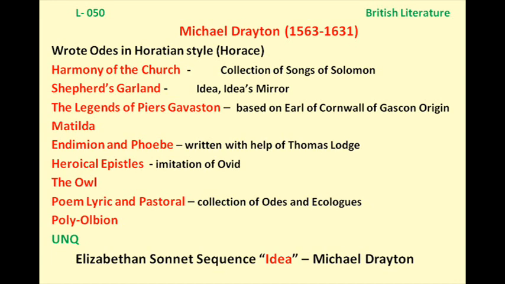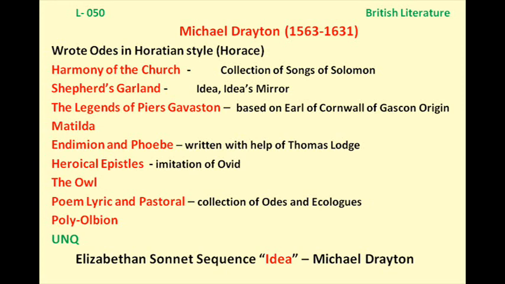And then we have one question asked in the UGC NET exam, and that is: who is the author of the Elizabethan sonnet sequence Idea? So the sonnet sequence called Idea, I mentioned that the Shepherd's Garland is also referred to as Idea, because he published 64 sonnets in that work, and he later gave it the name Idea's Mirror, and he wrote this work under the name Rowland.